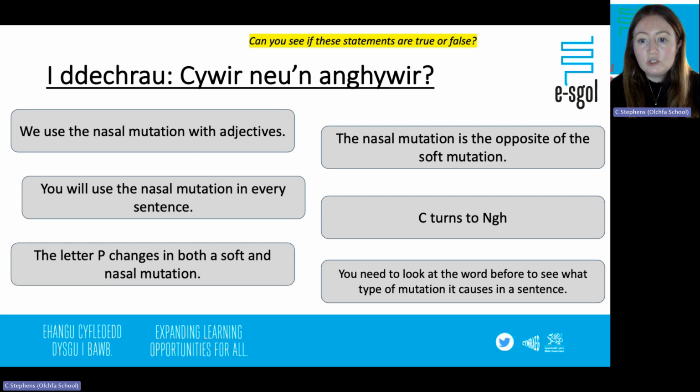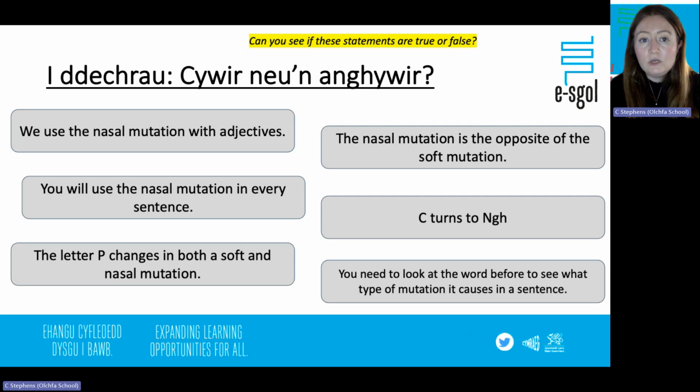Next one, C changes to NGH. That is cywir. In a nasal mutation, a C does change to NGH. You may be familiar with this, for example, with the word yng Nghaerdydd, or yng Nghymru in Wales, where a C, Cymru, turns to yng Nghymru with the nasal mutation.